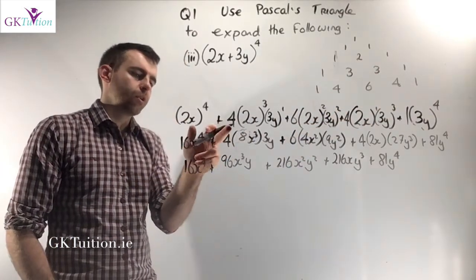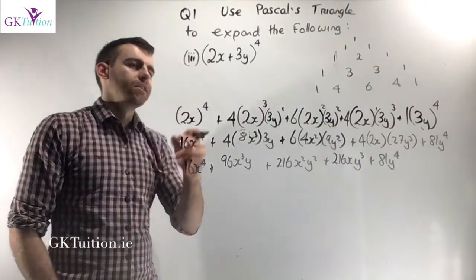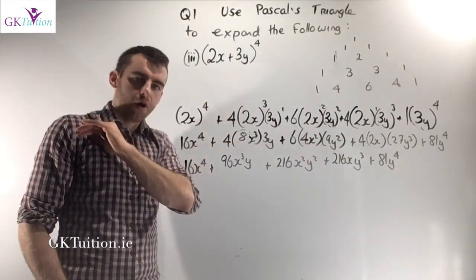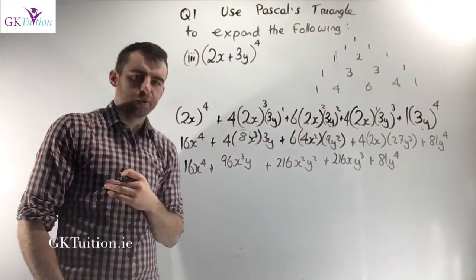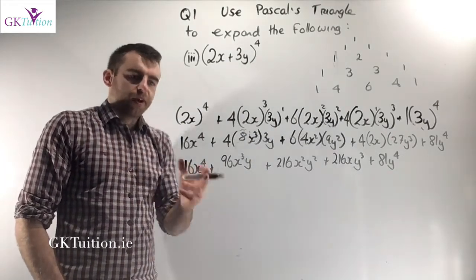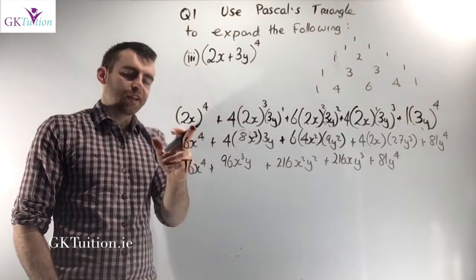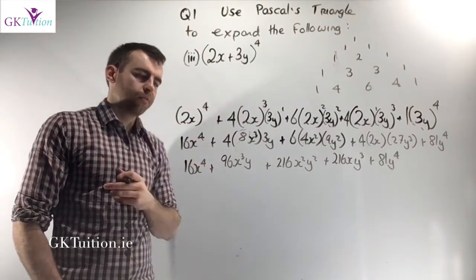So you'll notice here I put in my coefficients 1, 4, 6, 4, and 1. And since there's a plus between them, then they're all pluses. They all just put a plus between each term. And beyond that now, I just need to simplify it. 2x to the power of 4, 2 to the power of 4 is 16, and x by itself 4 times is x to the power of 4.